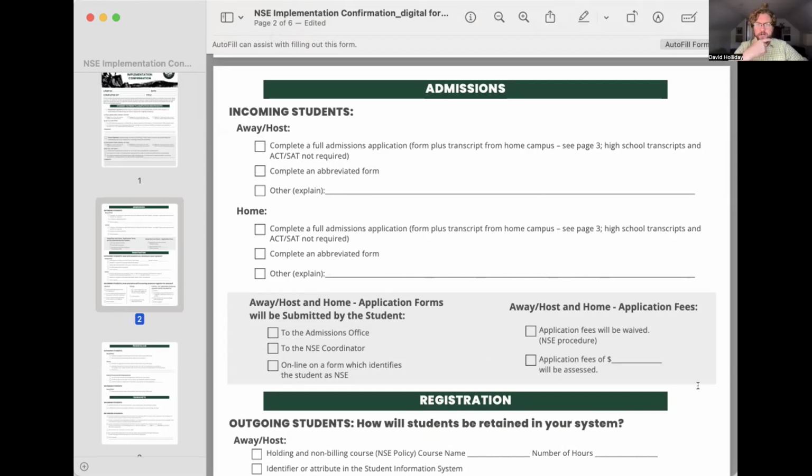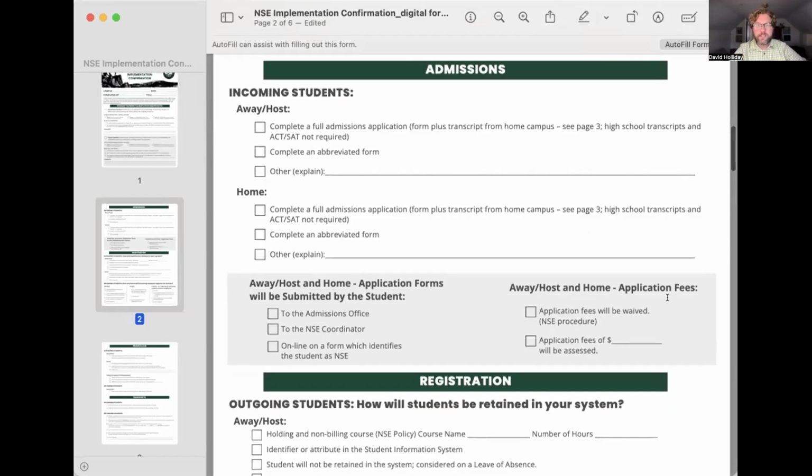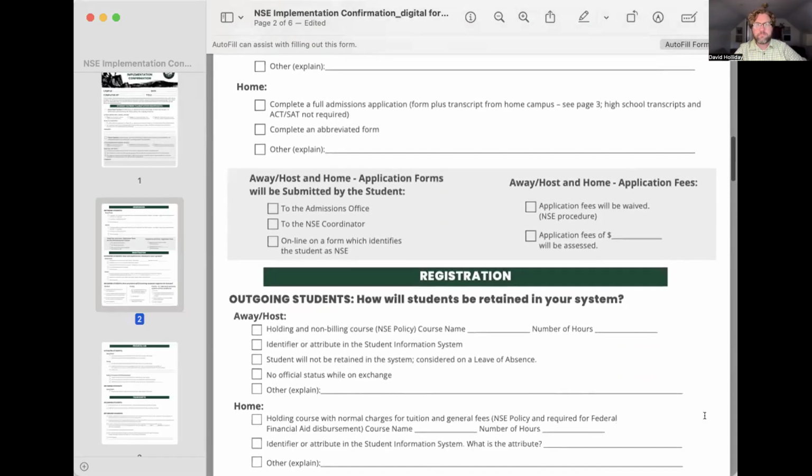The other piece here are the application fees. A lot of our campuses do have an admissions application fee. We actually encourage the NSE procedure is to waive those incoming application fees. We want to reduce barriers and fees to those incoming students. But if that's not possible, we do ask that you document the fee amount.